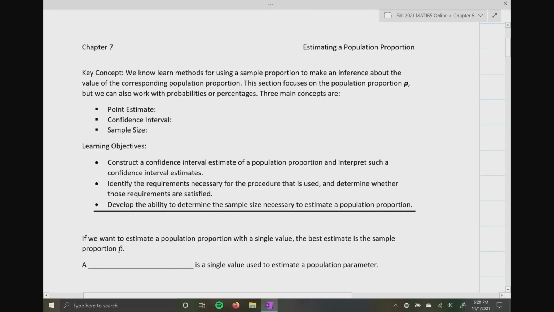All right, so here we are in chapter 8. Now, I know my notes say chapter 7, but that's because this is with a different book. So I'm just going to write chapter 8 here, okay? And we're going to be talking about estimating a population proportion.